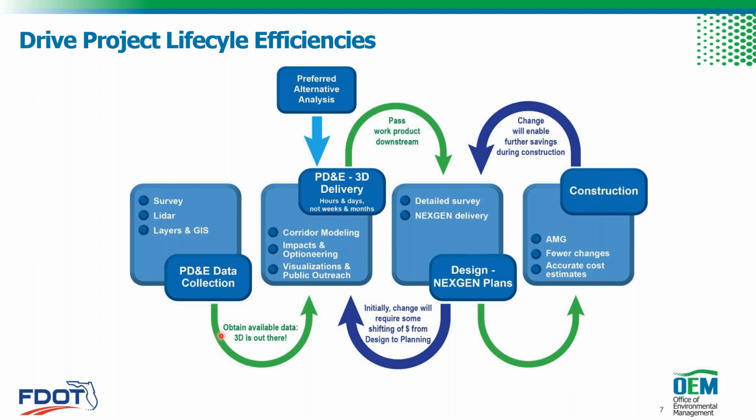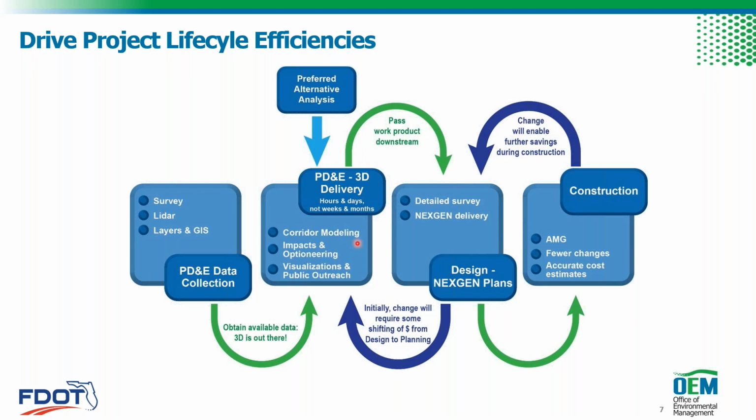Especially if we're utilizing some of these tools that we're going to talk about a little bit later. You'll hear us talk about rapid 3D modeling tools or detailed 3D modeling tools. We'll talk about how those apply, and the manual really gets into that as well. So we bring this information in currently, right? And if we were leveraging the 3D, we could begin to develop corridor modeling, whether it's through Open Roads Designer or through Civil 3D. And this has dramatic impacts on our optioneering and on our visualizations and public outreach.